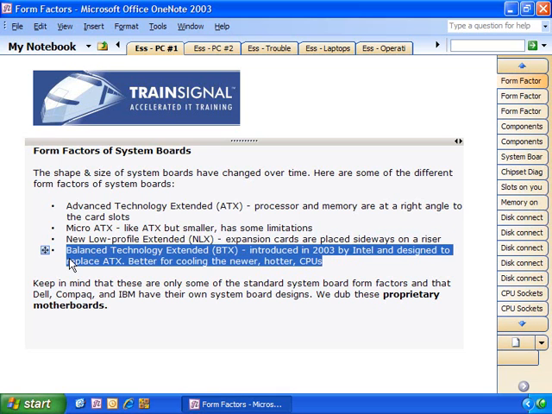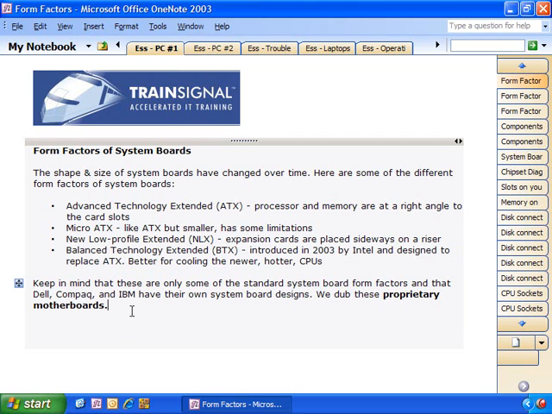Then there's the Balanced Technology Extended, or BTX. This was introduced in 2003 by Intel and designed to replace ATX. It has better cooling for the newer and hotter CPUs. Now keep in mind that these are only some of the standard system board form factors, and that Dell, Compaq, and IBM all have their own system board designs. So we dub those proprietary motherboards.